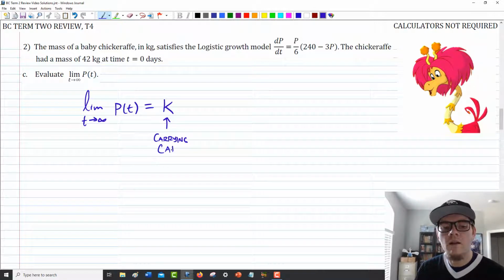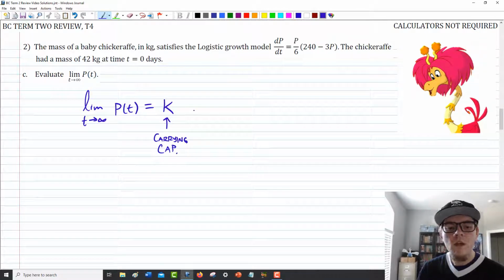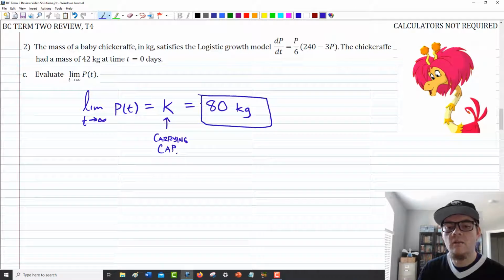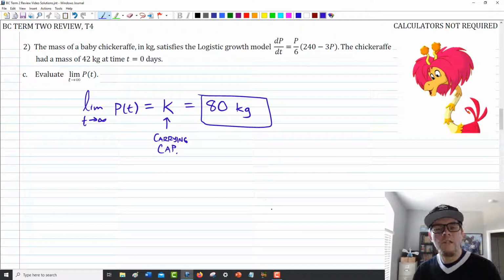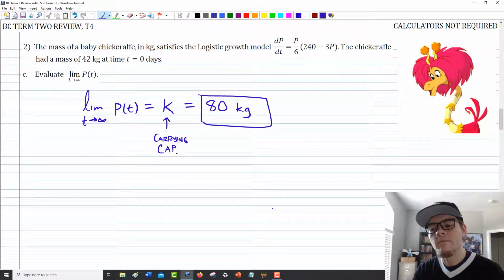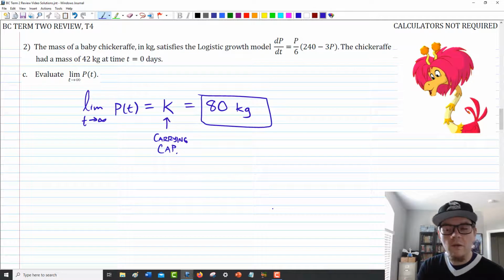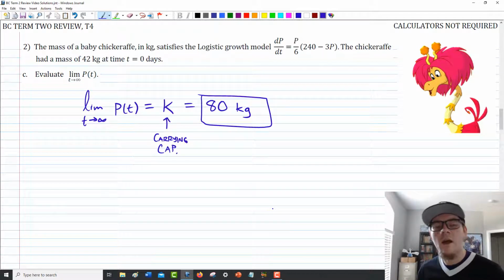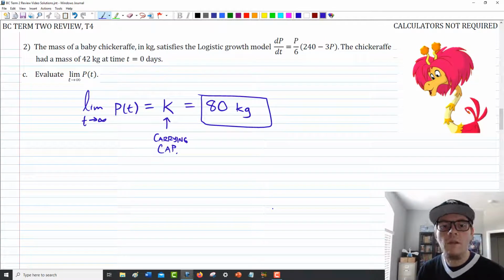So this is just asking what this population, or in this case mass, is going to do as we continue forward. Well, we already know that. The carrying capacity we said was 80, so the carrying capacity is equal to that limit, which is 80 kilograms. Which means as time goes forward, barring some sort of outside intervention, this chickaraf's mass will hug really close to 80 kilograms.